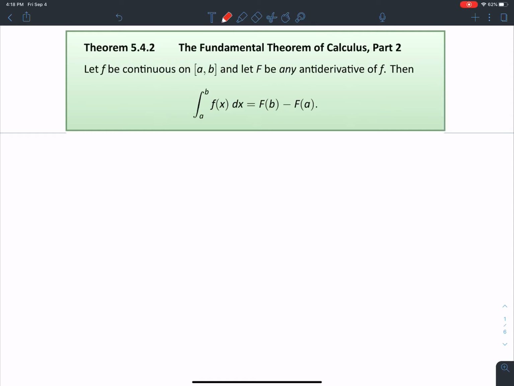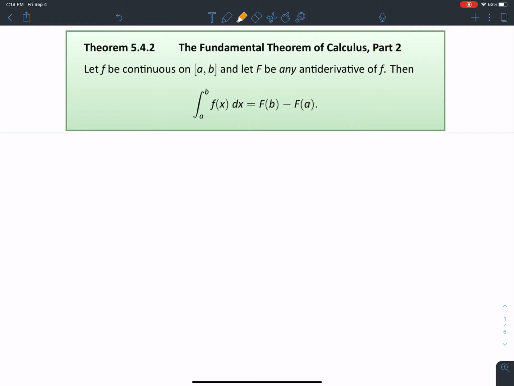So in this video, we're going to prove the fundamental theorem of calculus, part 2. Let f be continuous on the closed interval a to b, and let capital F be any antiderivative of little f, where the function is continuous on the closed interval a to b. Then the definite integral from a to b of little f of x dx is equal to capital F of b minus capital F of a.